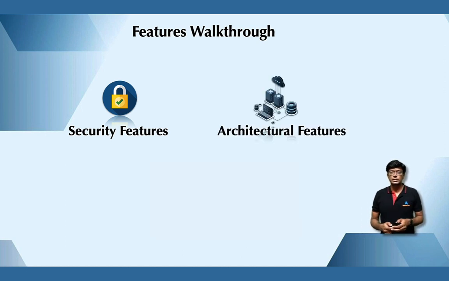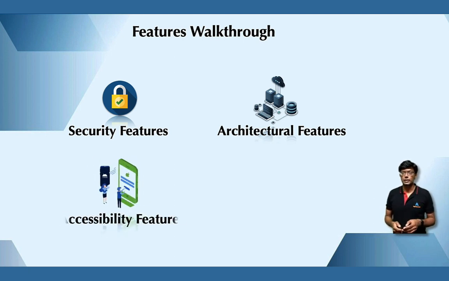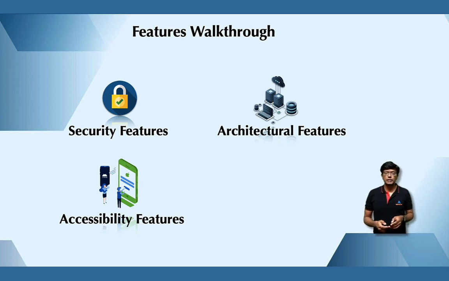In the architectural features, we will see what the architecture of the app is, how this app actually works, and how we access the data from the Innovia server. All those things we are going to talk about in the architectural features. Then we will talk about accessibility features: how do you configure the app to access your server data?